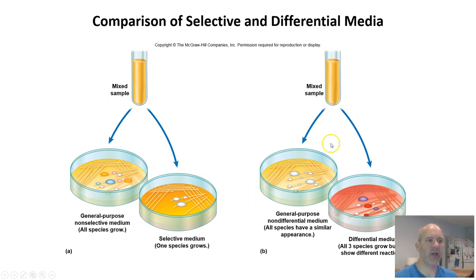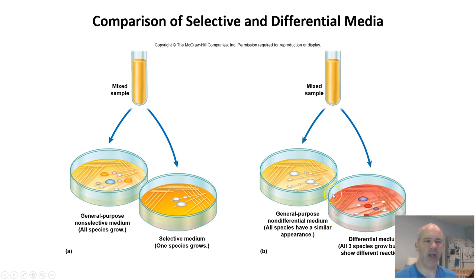All right, and here's some diagrams from your textbook. They're showing a little bit more about what I just mentioned. So let's say you have a liquid culture in the lab with lots of different organisms in it, or maybe this is a body fluid sample from a patient. If you put that on a general purpose, non-selective medium, everything's gonna grow. You're gonna have lots of species there. On a selective medium, you might only have one species out of this mixture that's capable of growing. So whatever is in there has inhibited all of the others and is allowing only one type of organism to grow. That would be selective.